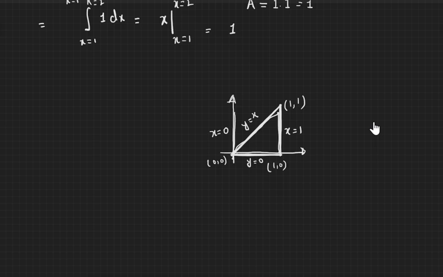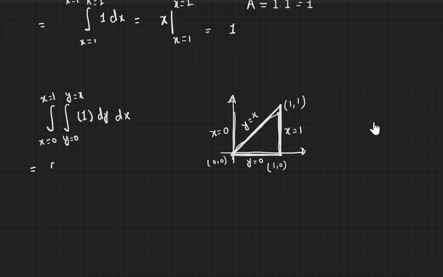Hence, using a double integral, I can say that I am integrating 1 with respect to y from y equals 0 to y equals x, meaning from bottom to top, and then from x equals 0 to x equals 1, from left to right, with respect to x. Now let's solve it.